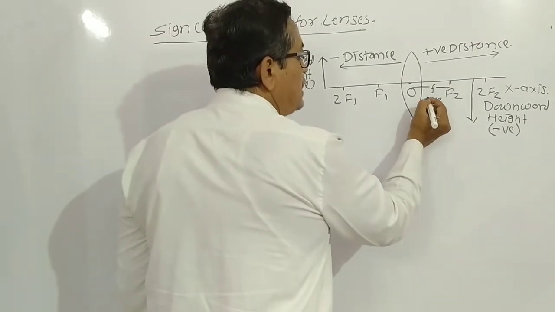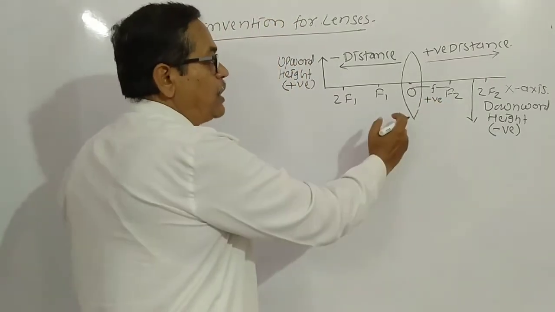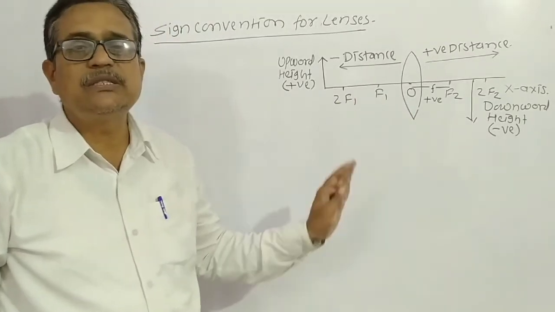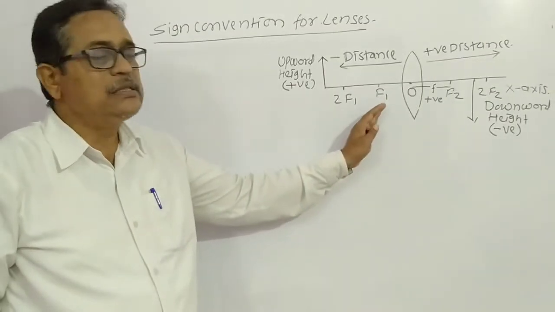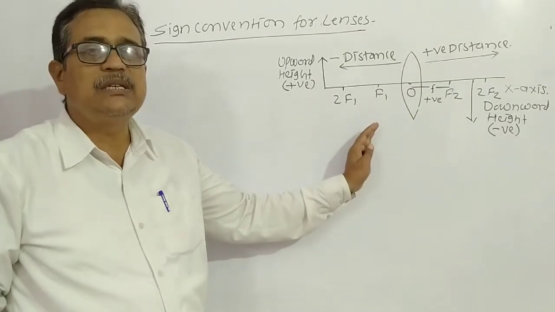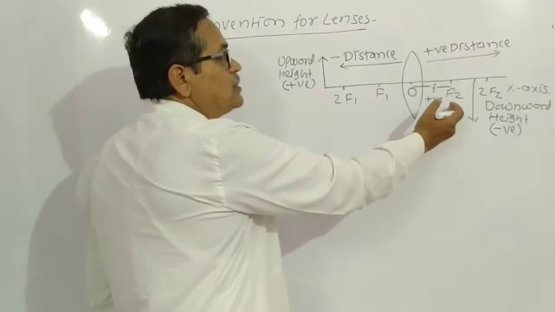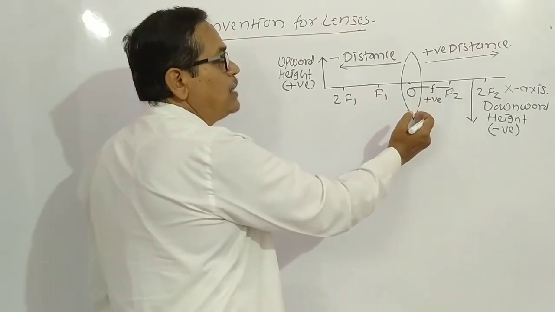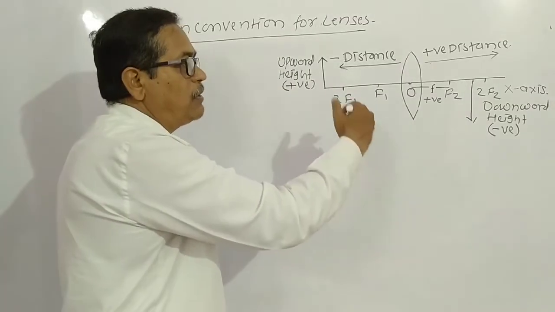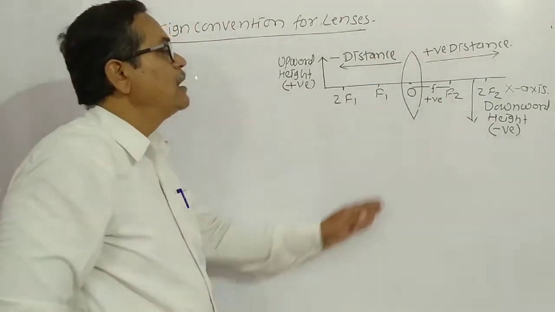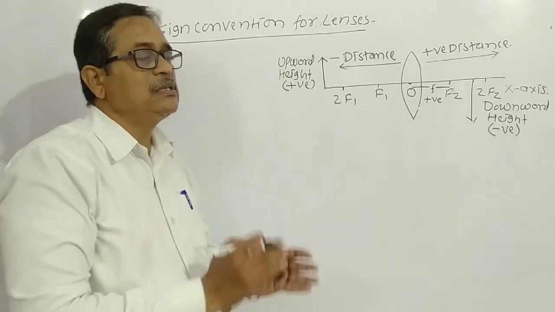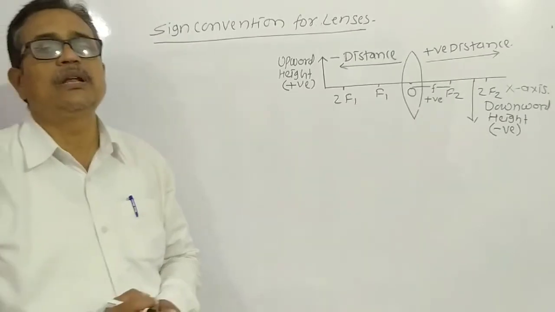Focal length of convex lens is positive and focal length of concave lens is negative. Because f1 is the focus of concave lens, the focal length of concave lens is negative. f2 is the focus of convex lens, hence the focal length of convex lens is positive. The focus of convex lens is to the right side of the lens and the focus of concave lens is to the left side of the lens. In this way, that is the sign convention for lenses.